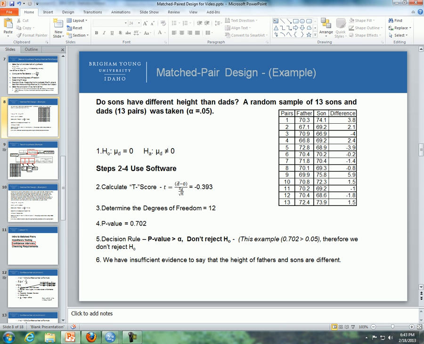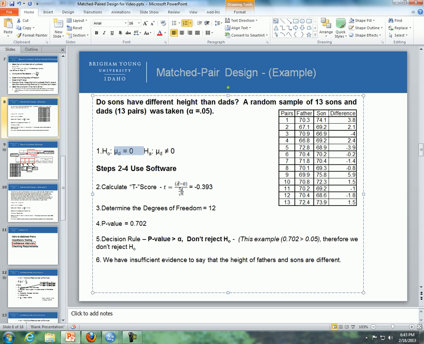Okay, so using the father-sons data, do sons have different heights than dads? So we take a random sample of 13 sons and dads, and we set a level of significance of 0.05. So step 1, we state the null as mu subscript d, the mean of the differences, is equal to 0. The alternative is mu subscript d, or the mean of the differences, is not equal to 0.